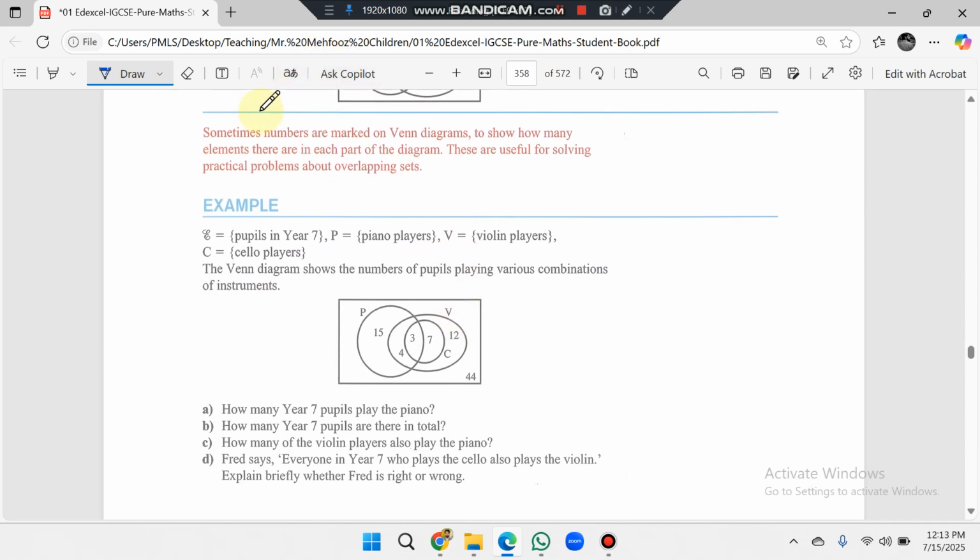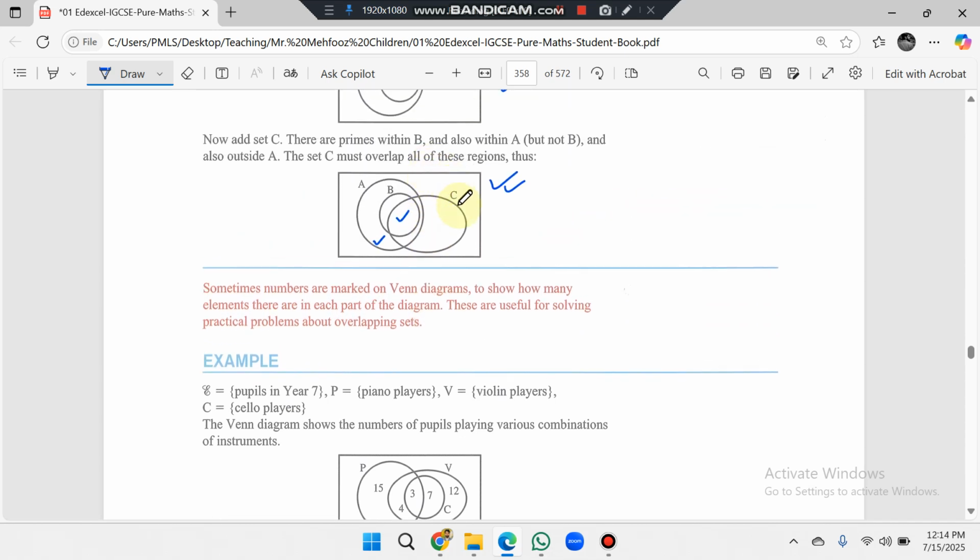Next one is that sometimes numbers are marked on a Venn diagram. Till now we have studied Venn diagrams in which numbers are not mentioned, but sometimes numbers are marked on a Venn diagram to show how many elements there are in each part of the diagram. These are useful for solving practical problems about overlapping sets.